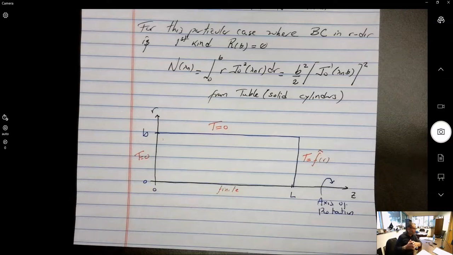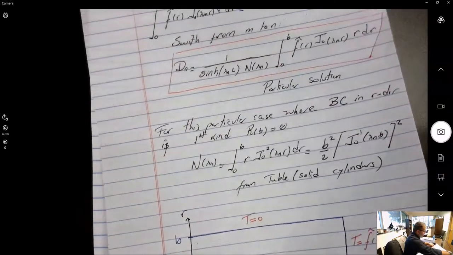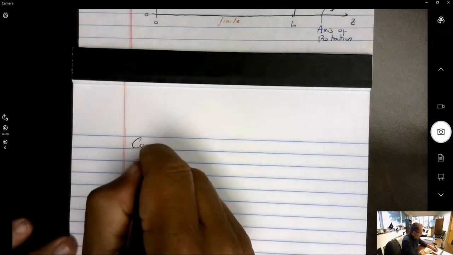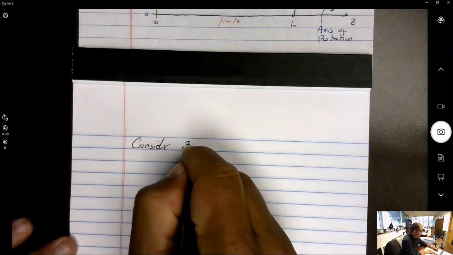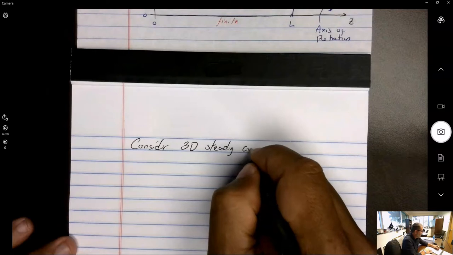We looked at solutions in R and theta, these polar coordinates. We looked at solutions in R and Z, axisymmetric. So what if all dependencies remain? The problem is neither polar nor axisymmetric. So we consider 3D steady cylindrical problems.